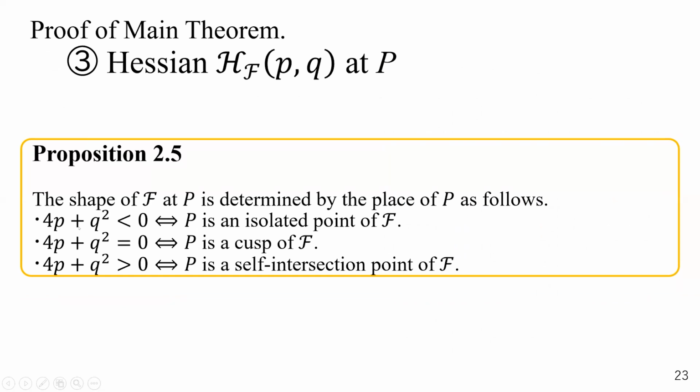For 4p plus q squared less than 0, if and only if P is an isolated point of F. When this term equals 0, if and only if P is a cusp of F. When this term is greater than 0, if and only if P is a self-intersection point of F.